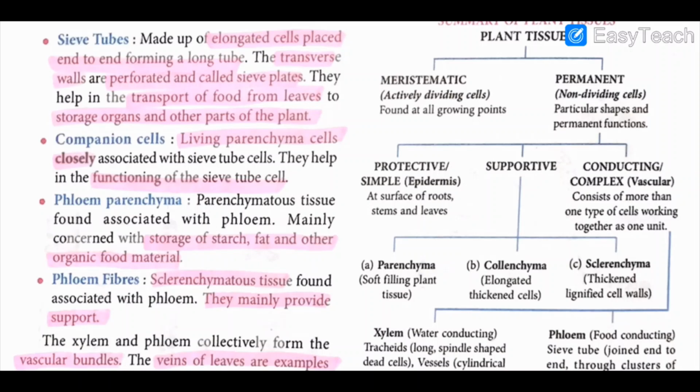Okay, so with this we come to an end of the phloem tissue as well, and xylem and phloem collectively form the vascular bundles. The veins of leaves are examples of vascular bundles. They are in continuity with the conductive tissues of stem and root, and the above two tissues, xylem and phloem, are complex tissues, being made of more than one type of cells working together as a unit. Perfect. So with this, we come to an end of our entire first part of this chapter. That's tissues, the plant tissues.